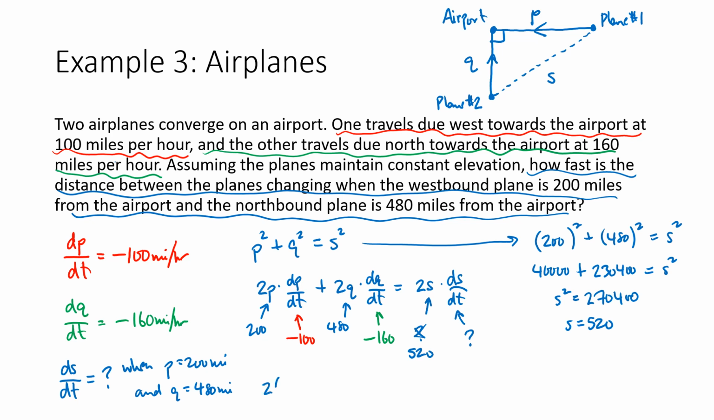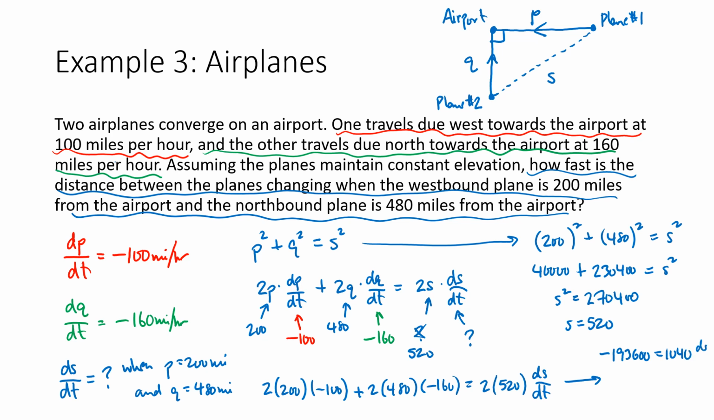So we've got 2 times 200 times negative 100 plus 2 times 480 times negative 160 is equal to 2 times 520 times ds/dt. And now all that's left is to do a little bit of algebra. The left-hand side is going to work out to be negative 193,600. On the right-hand side, 2 times 520 is 1040 times ds/dt.